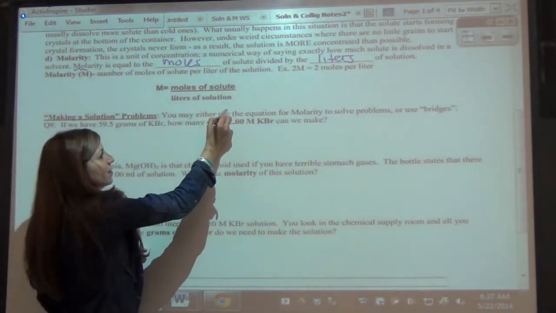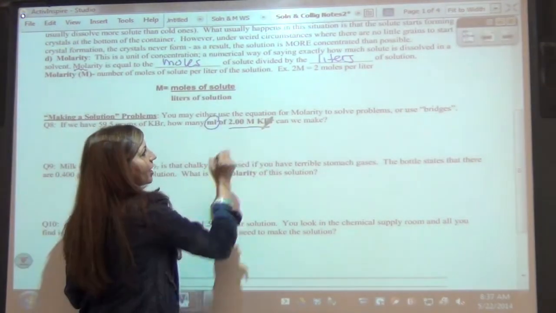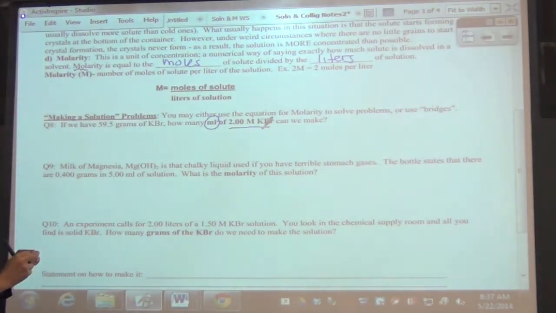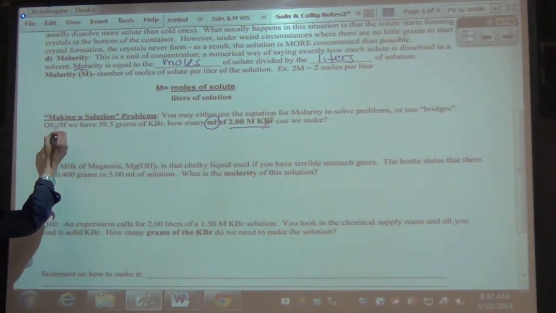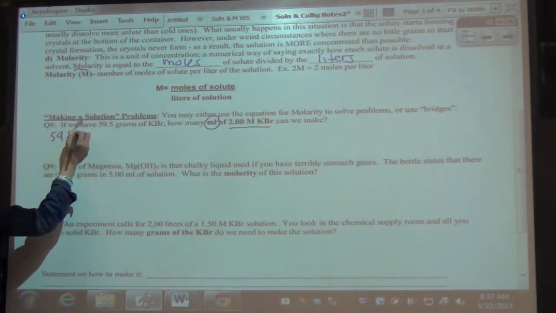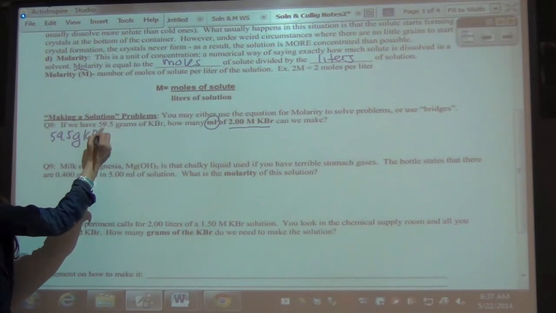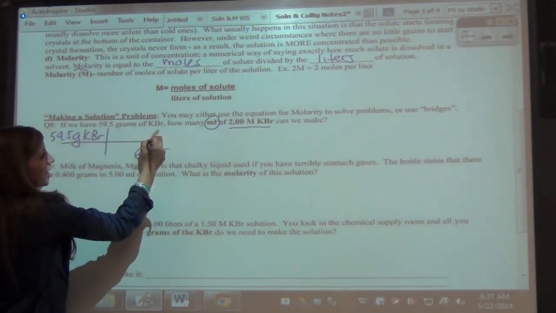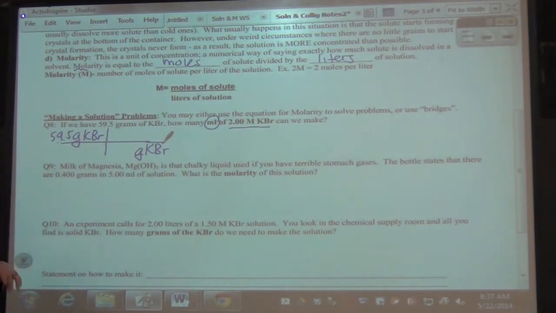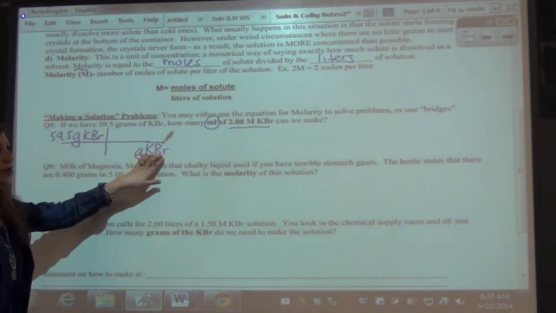We want to know how many milliliters of 2 molar KBr that we can make. Okay? So if we know that we have this many grams, guess what you need to do to the grams? Convert it to moles. So we're going to take our 59.5 grams of KBr, we're going to throw in a bridge, cross our units opposite, and how do you get the mass? Yep, periodic table. So you're going to L chart it.